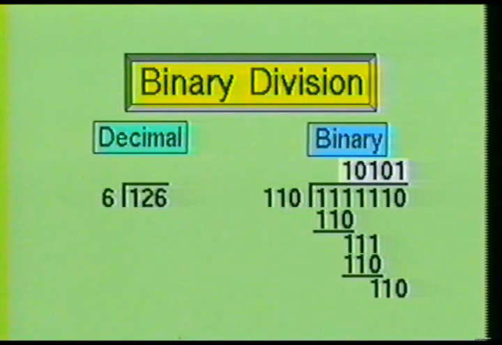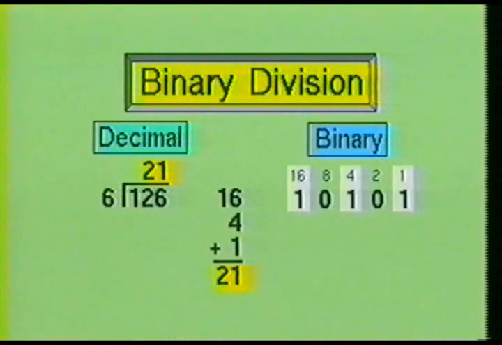To verify that our calculation is correct, we simply convert our binary number into its decimal equivalent. We see that the decimal equivalent of the binary number 10101 is 21.